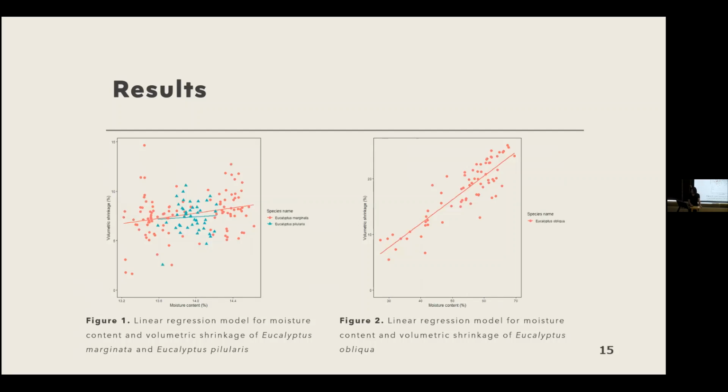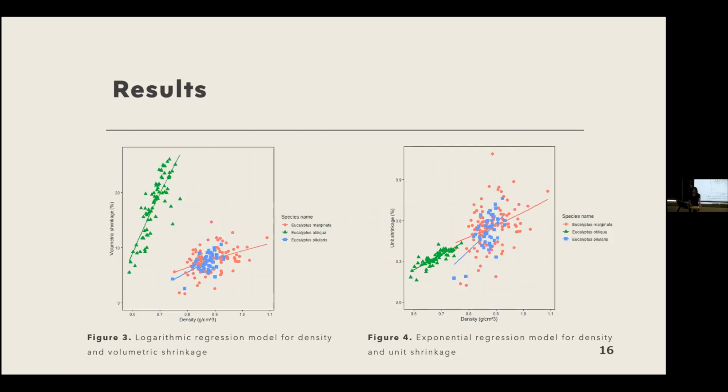Through the comparison of AIC values, the linear regression shows the best fitness for the relationship between the moisture content and volumetric shrinkage. As is shown in figure 1 and 2, Eucalyptus marginata and Eucalyptus pellita have lower slope values, which means that with the moisture content change, both species will have the least volumetric shrinkage degree change.